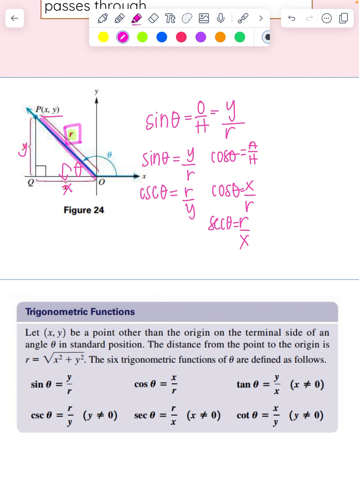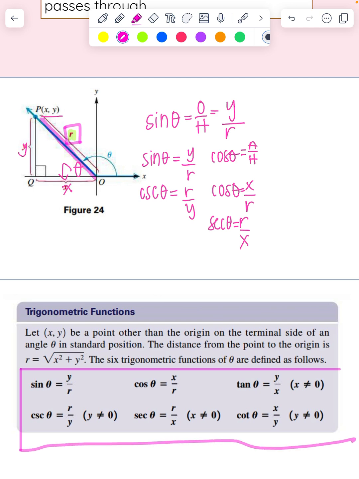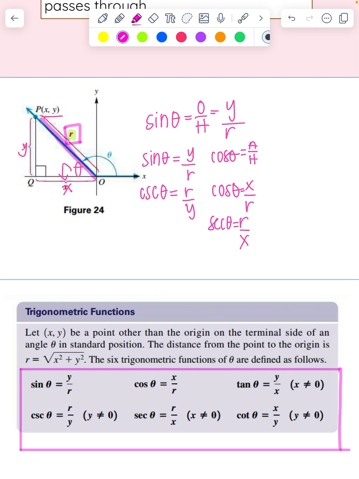So you can go ahead and write these 6 trig functions. The only other thing I need you to write, I don't need you to write where the denominators do not need to be 0, but let's go ahead and add r is always positive.